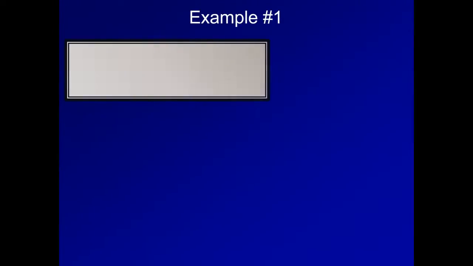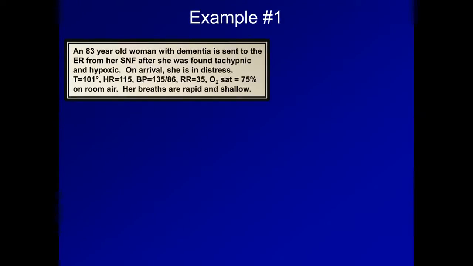Example 1. An 83-year-old woman with dementia is sent to the emergency room from her skilled nursing facility after she was found to be tachypnic and hypoxic. On arrival, she is in distress. Temperature is 101 degrees. Heart rate is 115. BP 135 over 86. Respiratory rate 35, and O2 sat is 75% on room air.